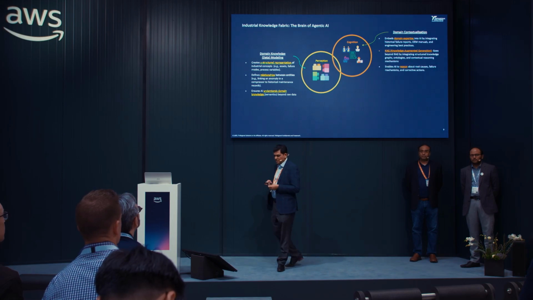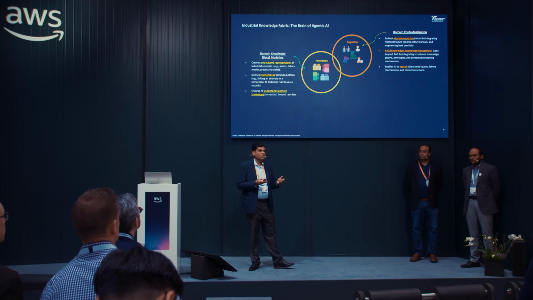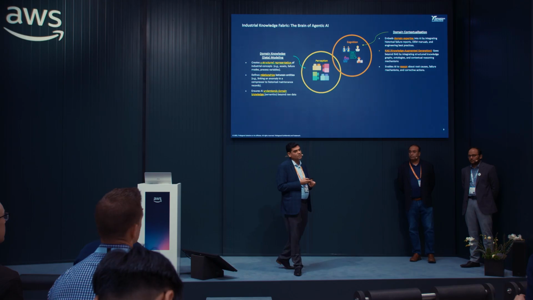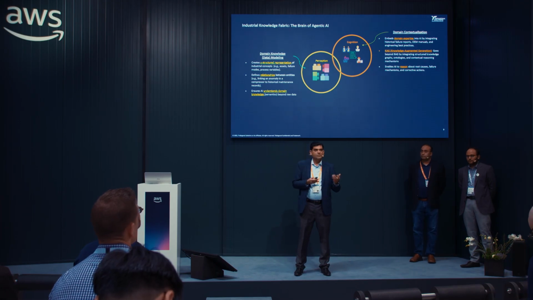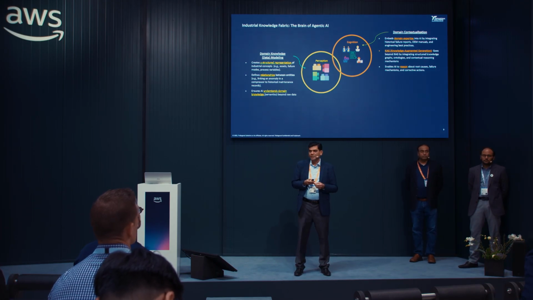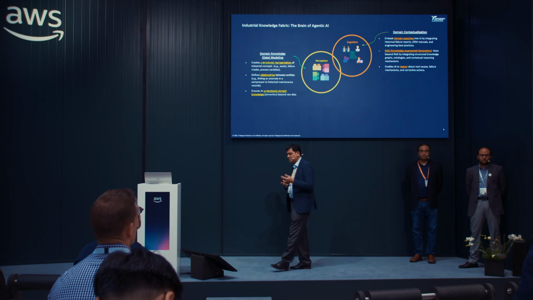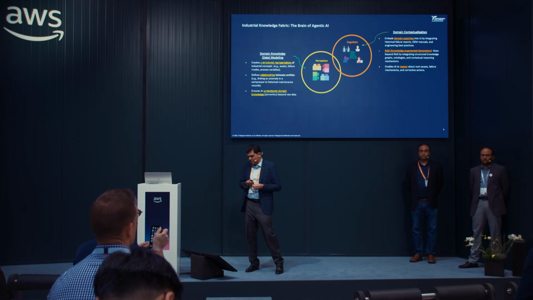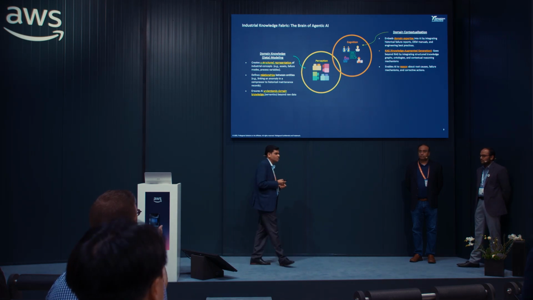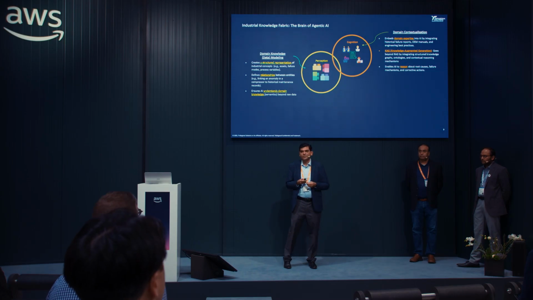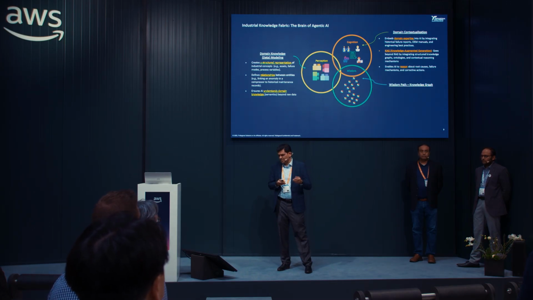Second is contextualization. We always talk about RAG, retrieval augmented generation, but with context, that's where we are able to build KAG models, which are knowledge augmented generative models, which enable the reasoning capability of your agents. So that is the second component.